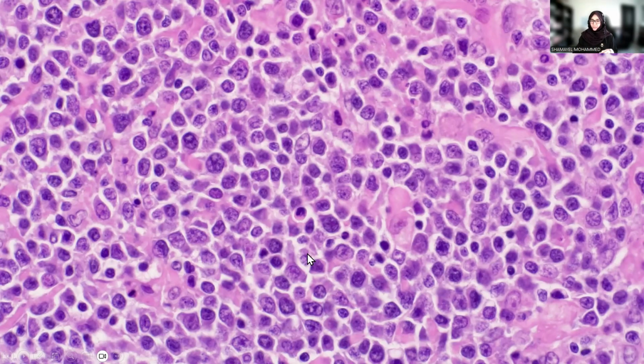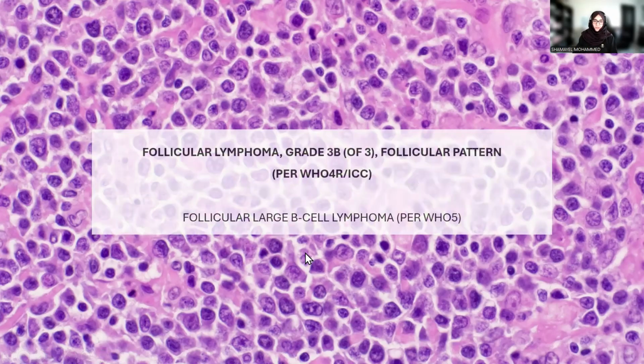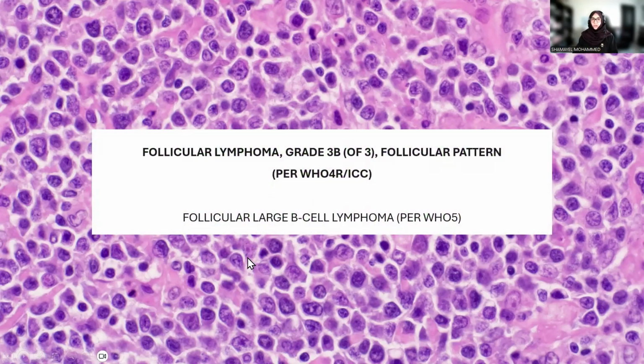So if we didn't have the architecture, I would even think that this is a diffuse large B-cell lymphoma. But once you document that this has a follicular pattern, you have germinal center cell marker positivity, CD21 is positive, then you can go ahead, call it follicular large B-cell lymphoma by WHO 5th edition, or follicular lymphoma 3B out of 3.